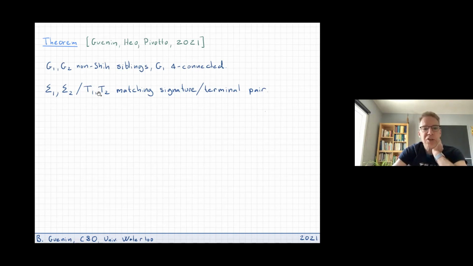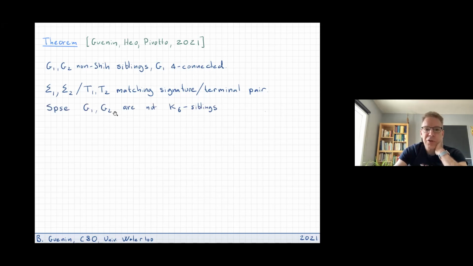And then I need to just define a few things. So sigma 1, sigma 2 is your matching signature pairs, right? So the even cycles of G1 sigma 1 is equal to the even cycles of G2 sigma 2. And then you have this matching terminal pair. So the even cuts of G1 T1 is the even cuts of G2 T2, right? Because they're siblings.